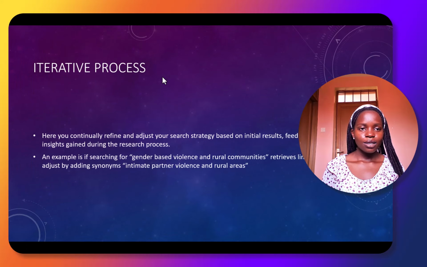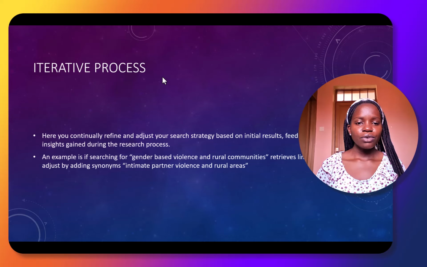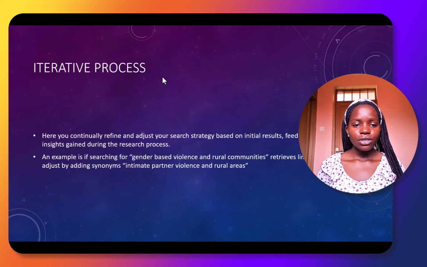Now, our last component today is the iterative process. Here, you continually refine and adjust your search strategy based on initial results, feedback, or new insights gained during the research process. An example is if searching for gender-based violence and communities retrieves limited results, adjust by using synonyms like intimate partner violence and rural areas.